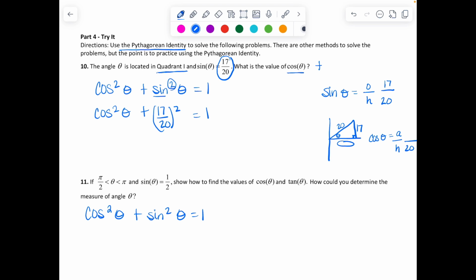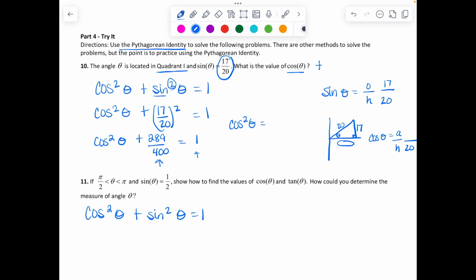Now, when we go to put this in our calculator, it's best to keep it as fractions. So 17/20 squared is actually 289 over 400. So this is cosine squared theta plus 289 over 400 equals 1. Then we're going to move everything away from the cosine squared, so we subtract this value from both sides. So 289/400 from 1 gives us cosine squared theta equals 111 over 400.